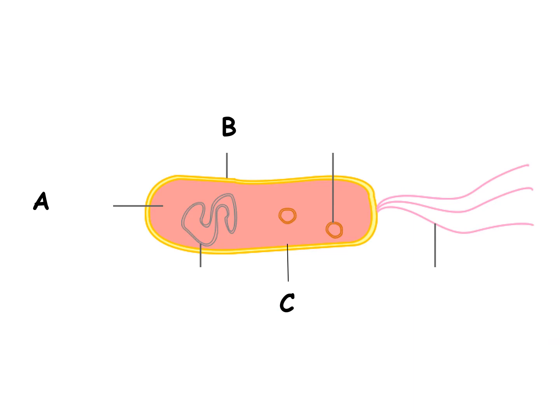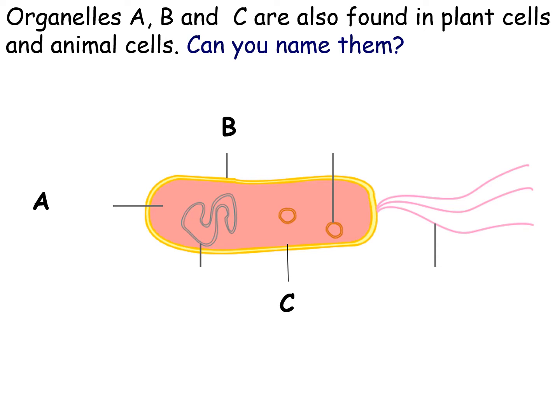Okay, this is a generalised picture of a bacterial cell, and hopefully what you've drawn is fairly similar. If it's not, don't worry, I don't want you to change it or redraw your picture just now. In fact, I'd rather you just put your pens and pencils down, okay? You'll notice that I have labelled some of the organelles with letters. We've got A, B and C. Those labels are also found in plant or animal cells, and I'd like you to have a think about what they could be. In addition to that, I'd also like you to have a think about what the functions of those parts could be.